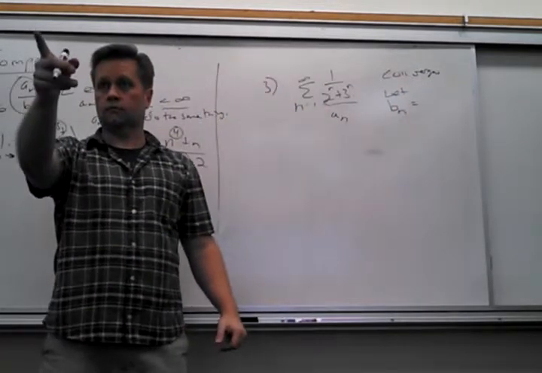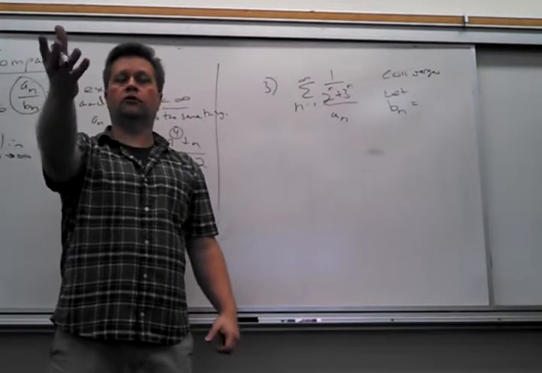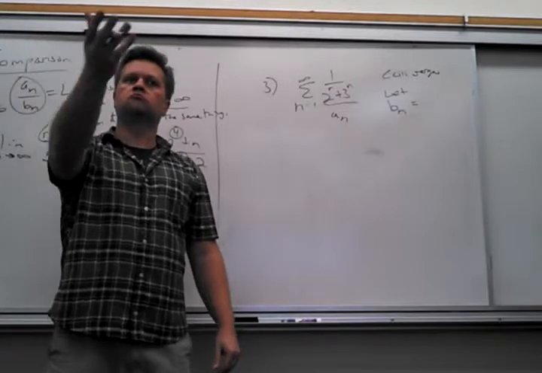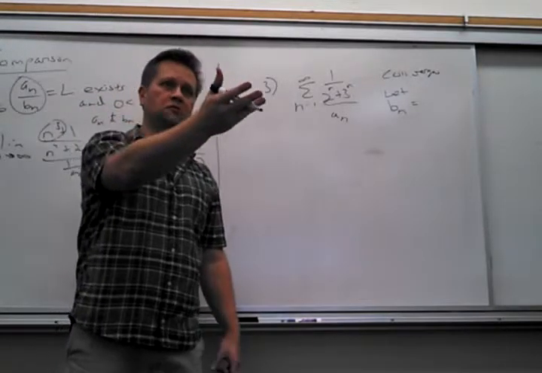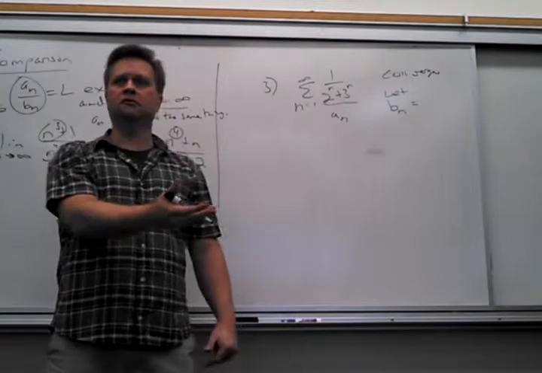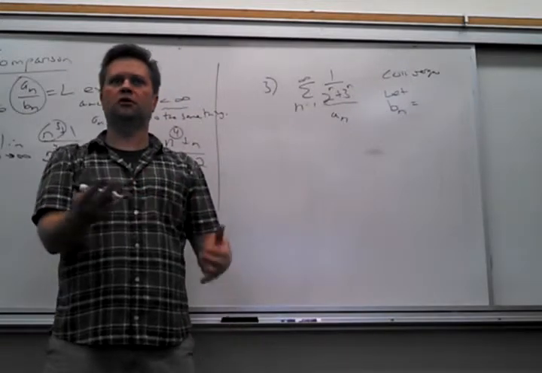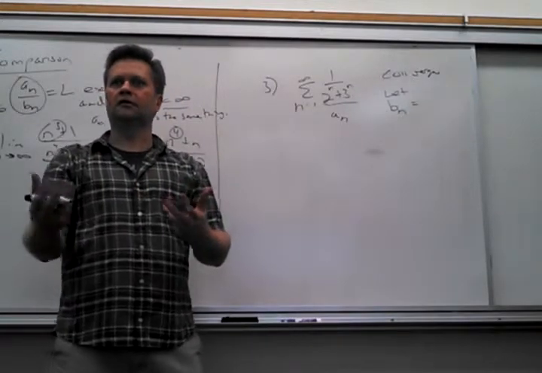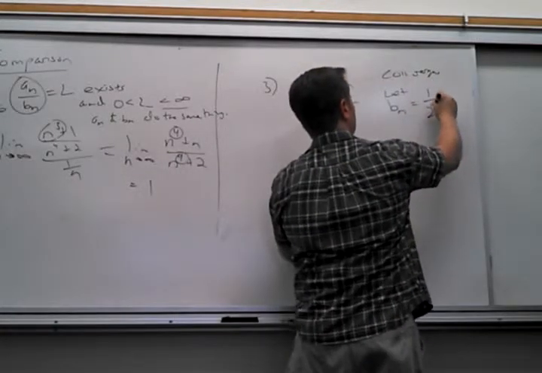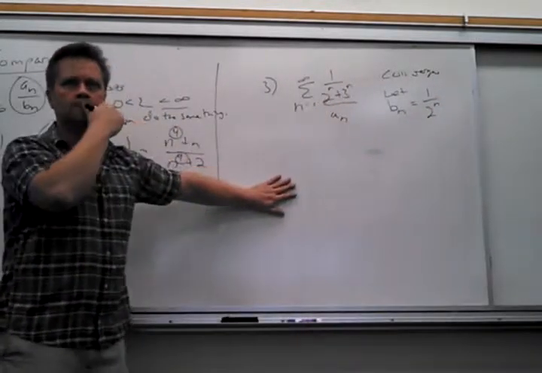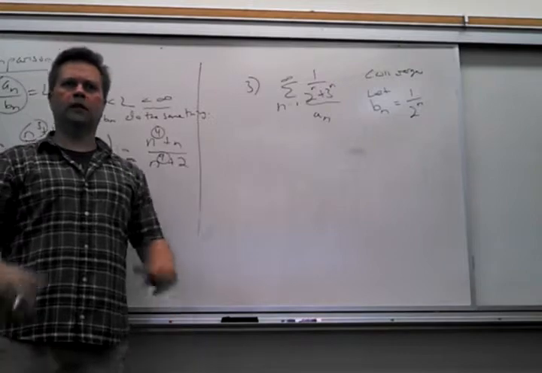1 over 3. So it could be 1 over 3 to the n? Or it could be 1 over 2 to the n, right? We just don't know. Which one do you think I should use? Yeah. Let's try it. Go ahead, try it. Do the limit.